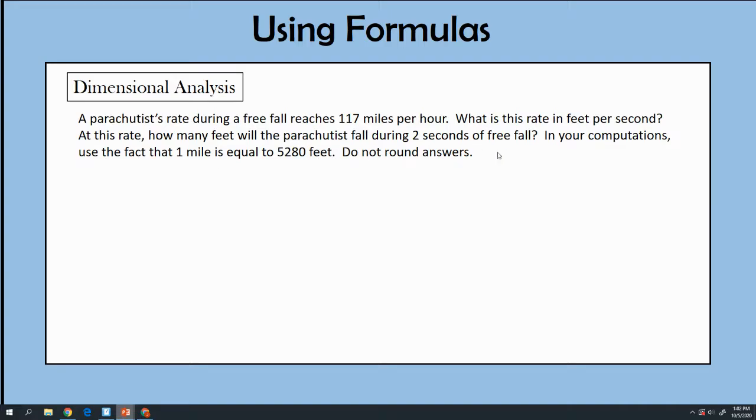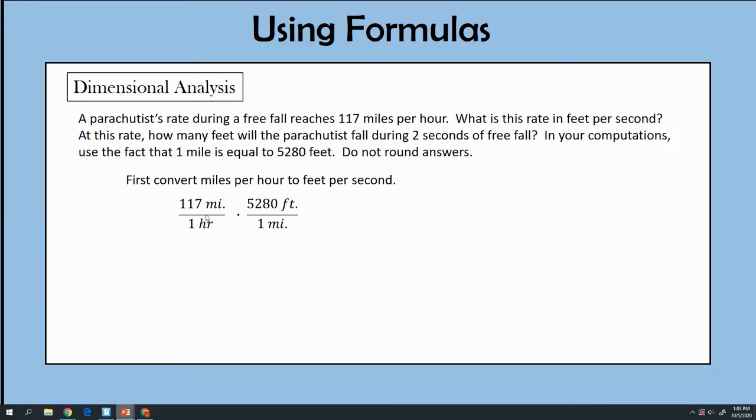Don't round your answer. Okay, now this one's unique because we're going to start out in miles per hour, and we've got to convert this down to feet per second. So both the top unit and the bottom unit need to change. Miles need to change to feet, hours need to change to seconds. So I'm going to need two different conversions here. The first one is I'm going to go 5,280 feet over 1 mile. My miles will cancel, and now I'll have this in terms of feet.